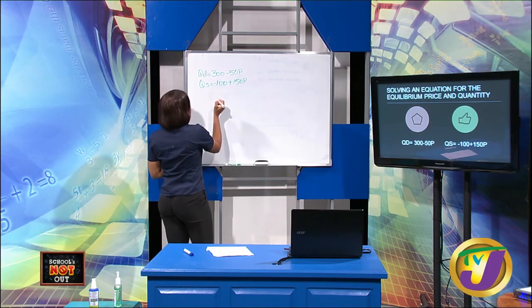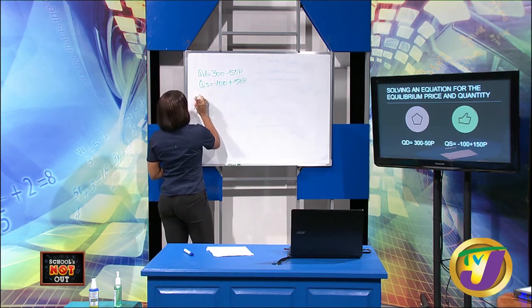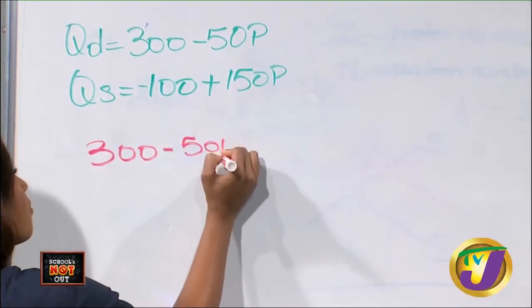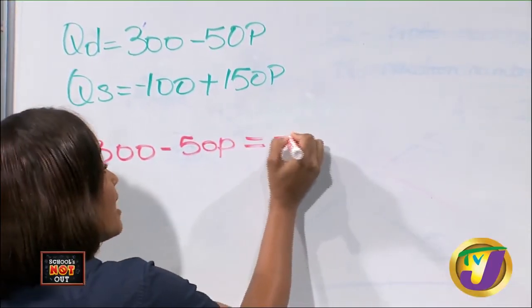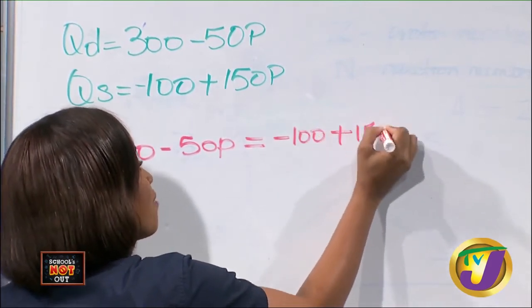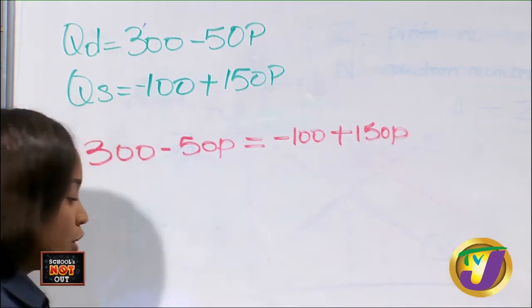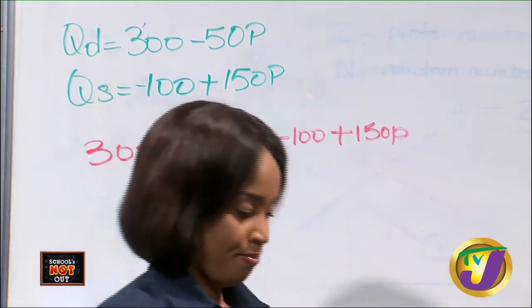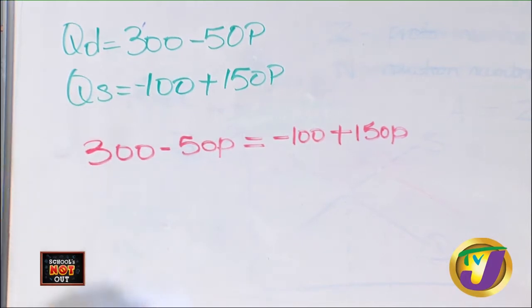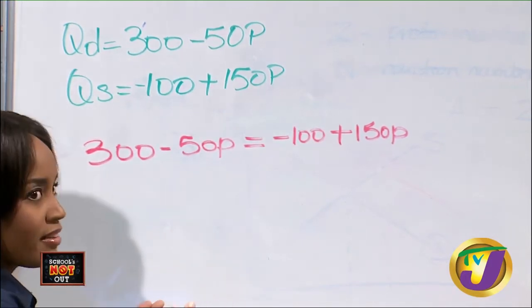So, your first step is to write the equation such that they are both equal. So 300 minus 50p is equal to negative 100 plus 150p. Do you remember the next step? Okay, so what we will do next is to group like terms.